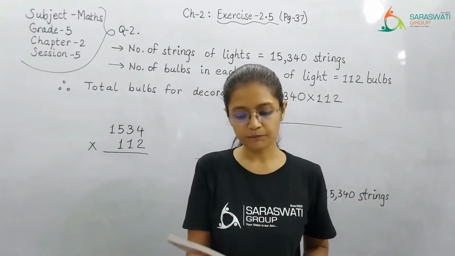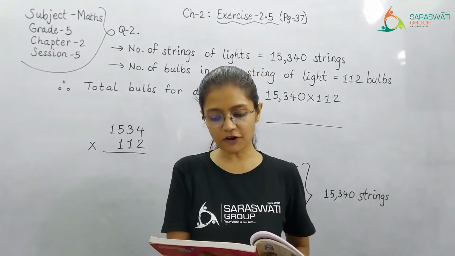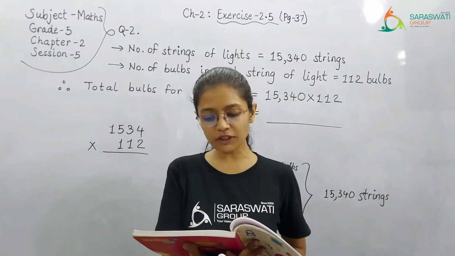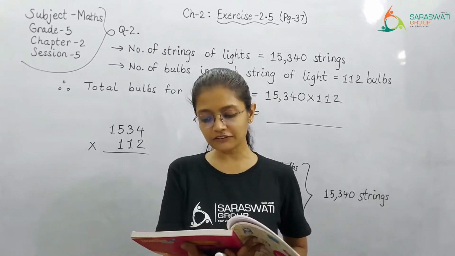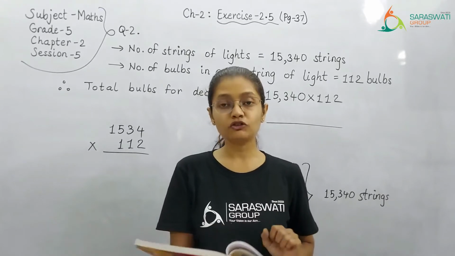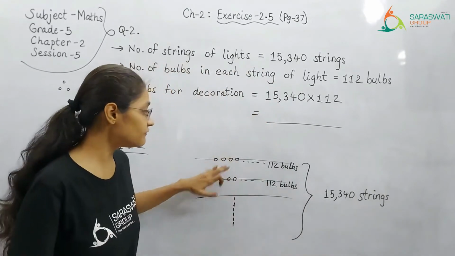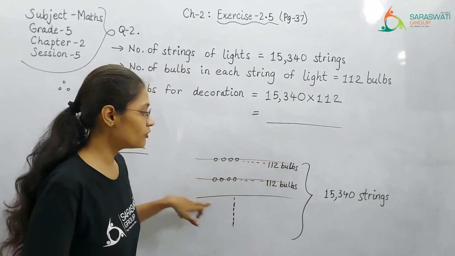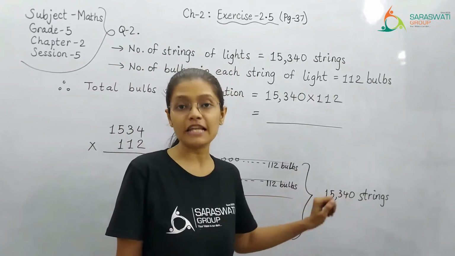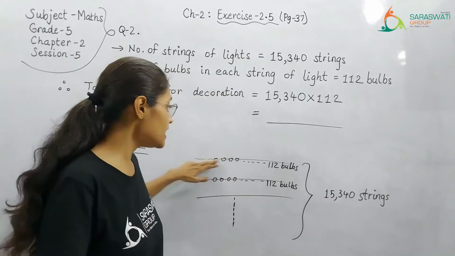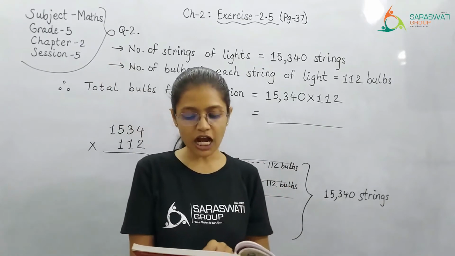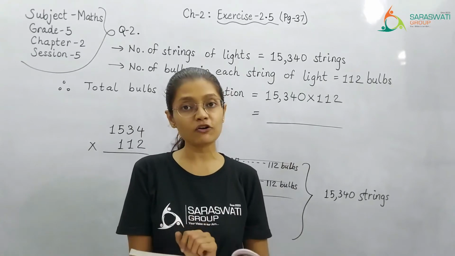Now question number 2. New Creation School is preparing for its annual day function. They have planned to decorate the school building with 15,340 strings of lights, and each string of light has 112 bulbs. So students, यहाँ पे how many strings of lights we have? Right? 1, 2, 3. ऐसे कितनी strings है? 15,340 strings of lights, and each string has 112 bulbs. So we have to find out how many bulbs will be there for decoration.